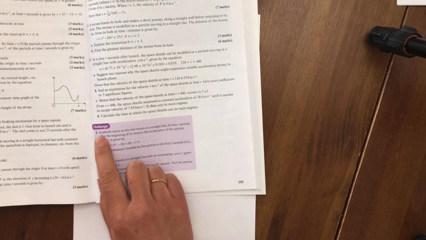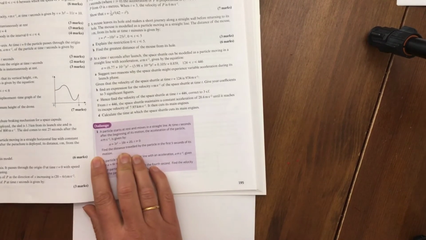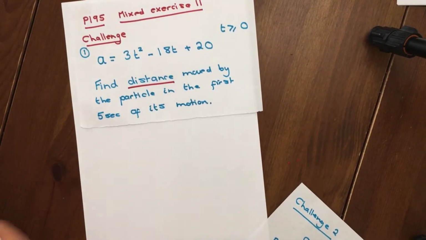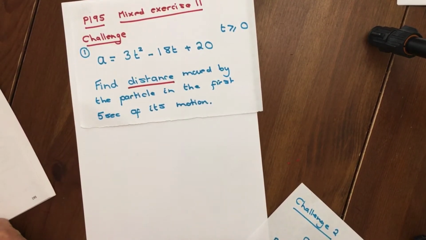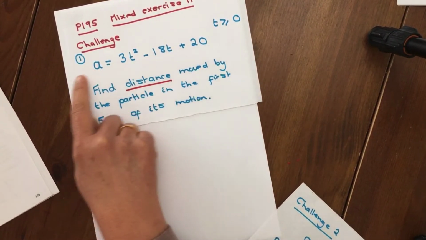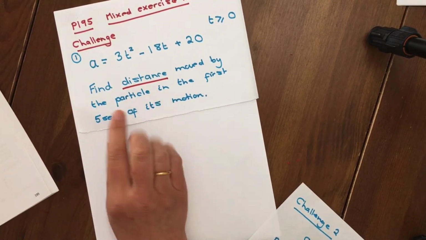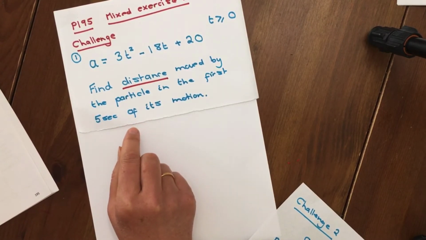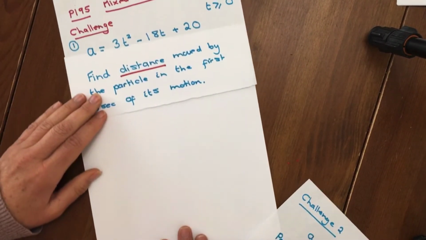So I'm looking at challenge 1 on page 195 from the mixed exercise. What challenge 1 says, if I've just written it out in full here, is we've got a particle that starts at rest and moves in a straight line, and we're given the motion for the acceleration with this formula here. Remember, it does start off at rest, and it asks you to find the distance moved by the particle in the first 5 seconds of its motion. Okay, so how can we solve this problem?